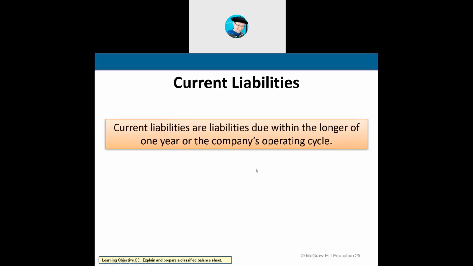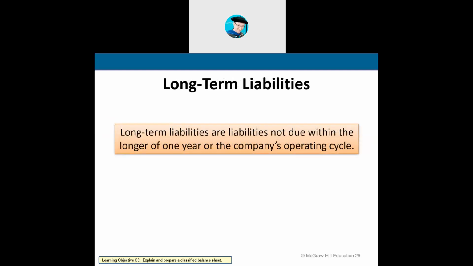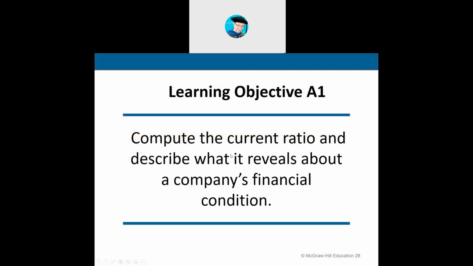Current liabilities are things that are due within 1 year. So accounts payable, wages payable, taxes payable, due within 1 year. Long-term liabilities are liabilities that are due longer than 1 year. So an example would be a mortgage, a car loan, notes payable. Yeah, those are all long-term, greater than 1 year. And then equity. These are what the owners own.